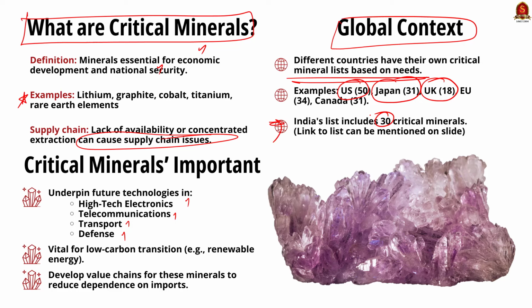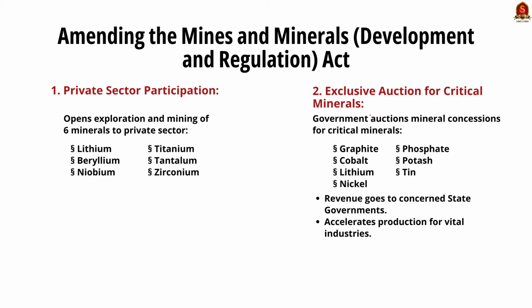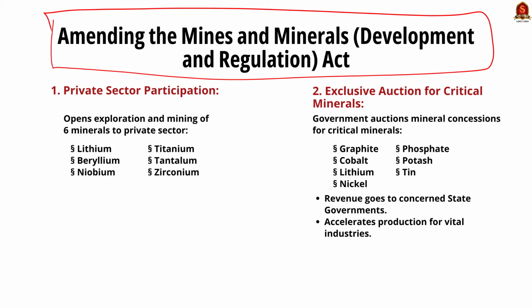With this basic understanding, let's revise the provisions of the recent amendment to the Mines and Minerals Development and Regulation Act 2023. See, this act amends the MMDR Act 1957. Now let us see some of the provisions of it. Firstly, the amendment removed 6 minerals from the list of 12 atomic minerals that are limited to exploration by the state agencies. See, the 6 minerals are lithium, beryllium, niobium, titanium, tantalum and zirconium. This step actually opens up the opportunities for the private sector in their involvement in exploration and mining.